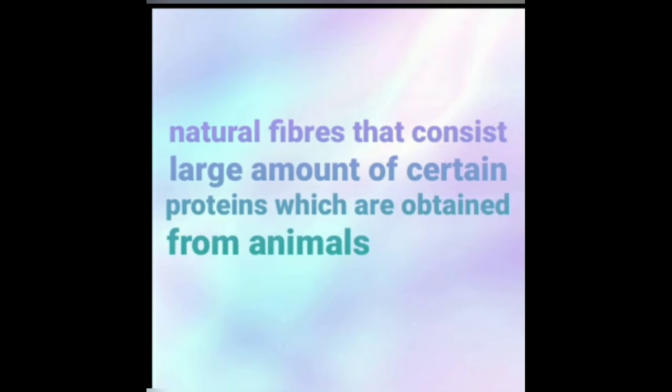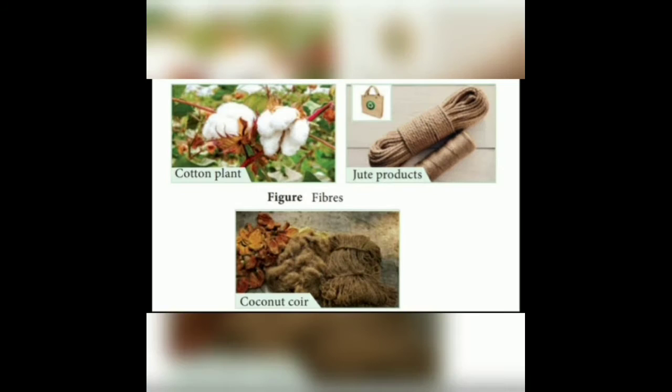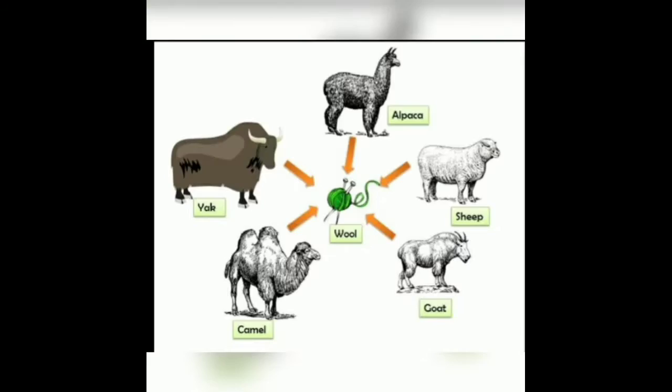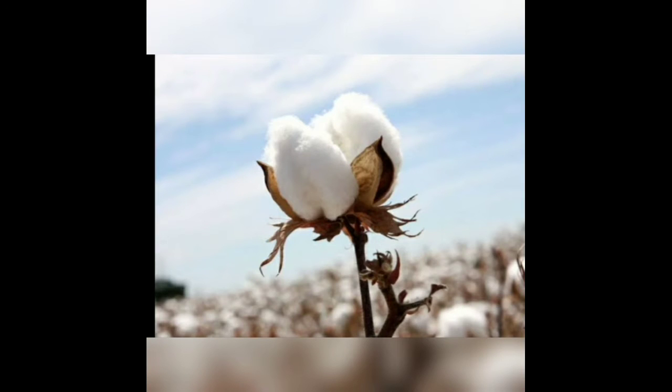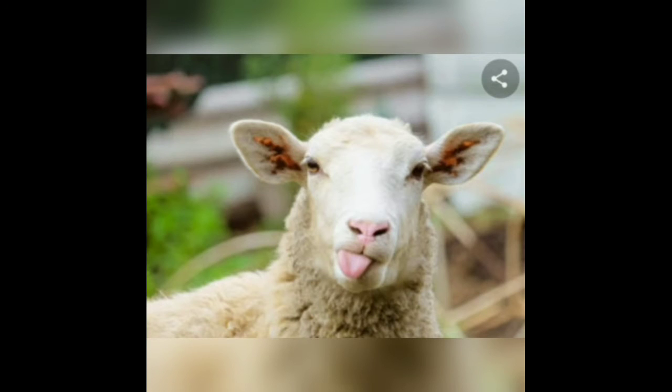Animal fibers are natural fibers that consist of large amounts of certain proteins which are obtained from animals. We get fibers from both plants and animals. Cotton, jute, Deccan hemp, and coconut plant fibers are useful to make different kinds of fabric. In the same manner, we get fabrics of silk and wool from animals like silkworms, sheep, goat, camel, yak, etc. We know how fibers are obtained from plants. In this chapter, we will learn how they are obtained from animals.